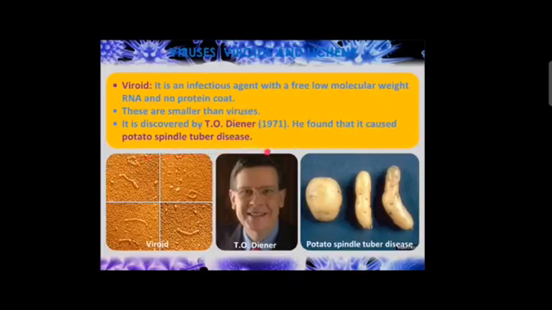Which disease does it cause? Viroids cause the potato spindle tuber disease. So this is the normal potato. In spindle tuber disease, the shape of the potato changes to a spindle-like shape. So these are the small ones, that is the viroids. These are smaller than the viruses. The molecular weight of RNA is also low. Then protein coat is absent.